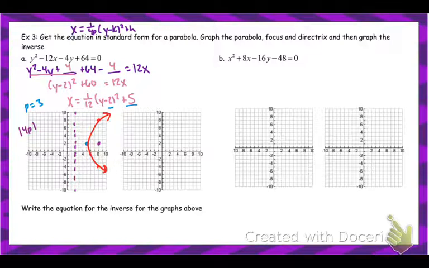All right, the other thing it asks us to do is to go ahead and graph the inverse. So to graph the inverse, we switch x and y. That also switches x and y for the focus and directrix. So if my directrix was x equals 2, now it's going to be y equals 2.